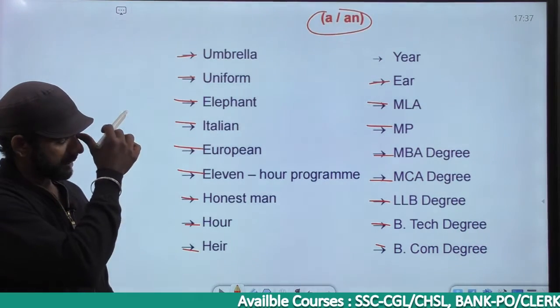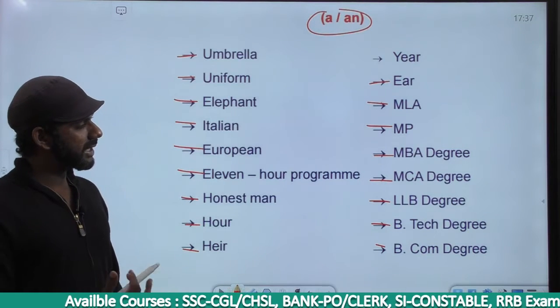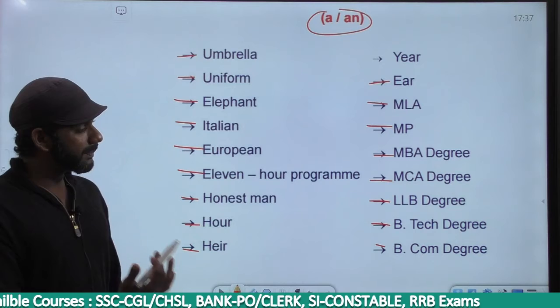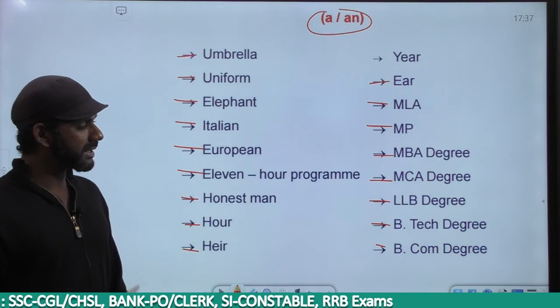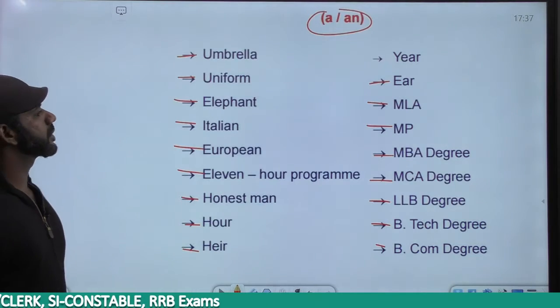Dash MLA, dash MP, dash MBA degree, dash MCA degree, dash LLB degree, dash BTech degree, dash BCom degree. That's it. We have to fill in with A or N. Come to the first one.